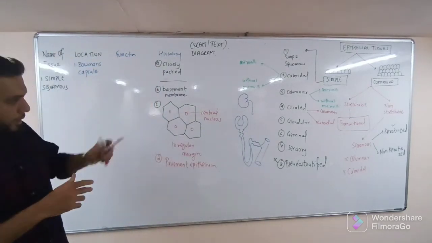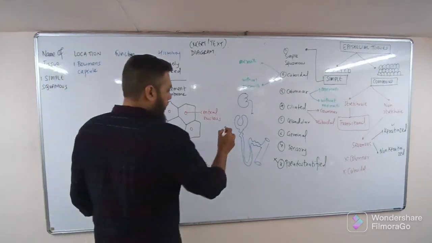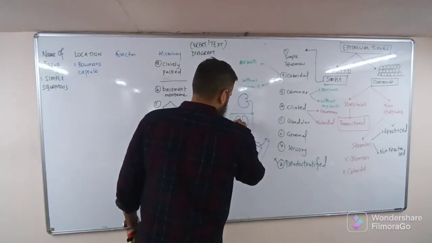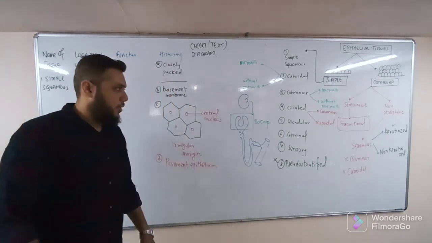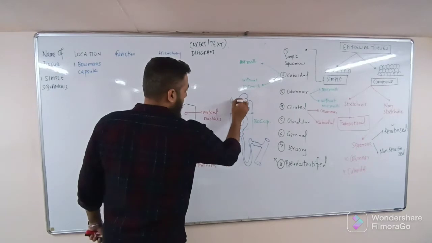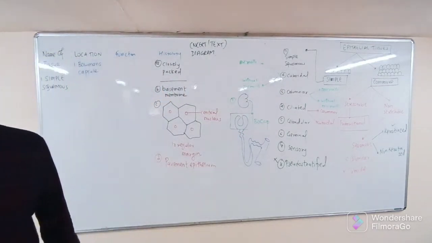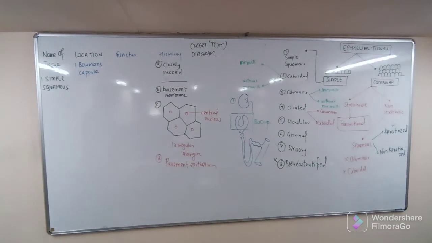Look, the nephron has a cup-like structure. This is a cup-like structure, and this cup-like structure is called the Bowman's capsule. We call it the Bowman's capsule. So, पहला location सबको समझ में आ गया? That it is a part of your Bowman's capsule.